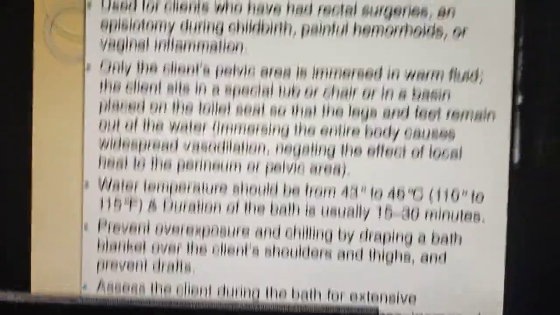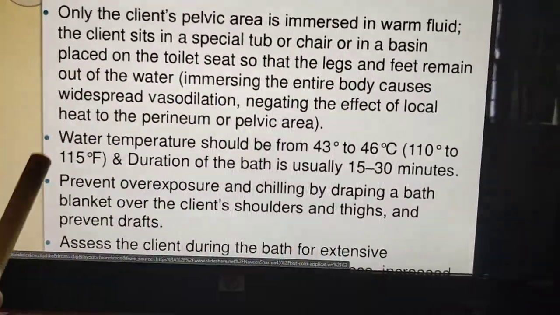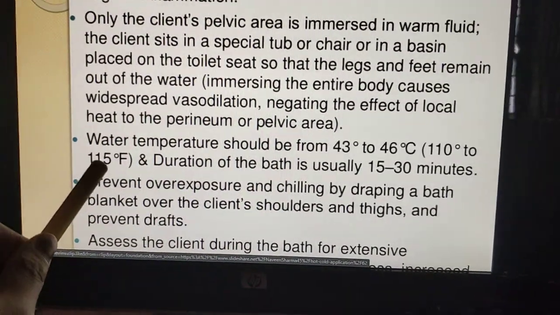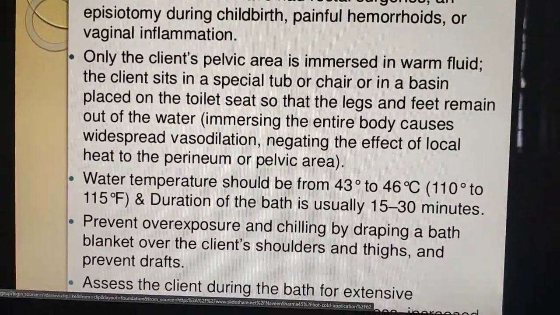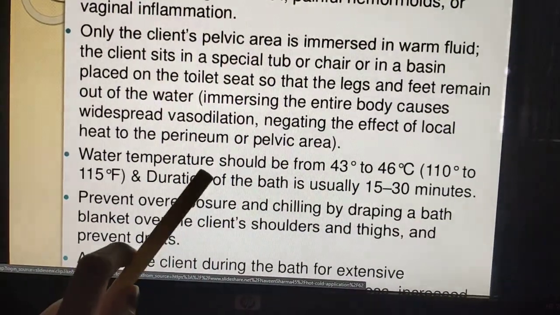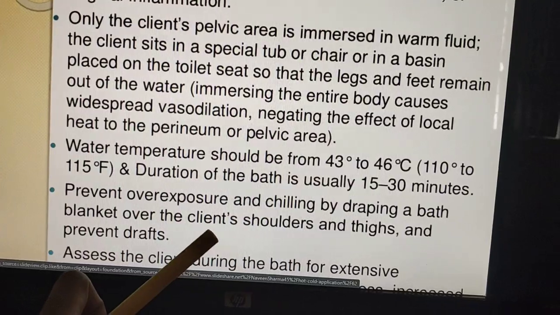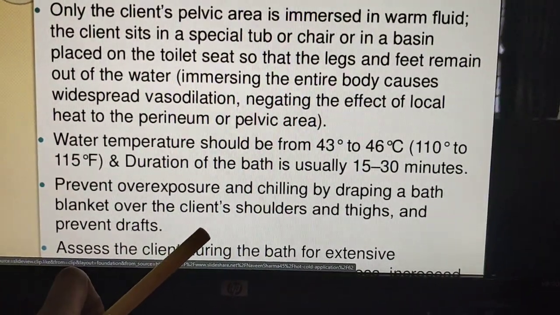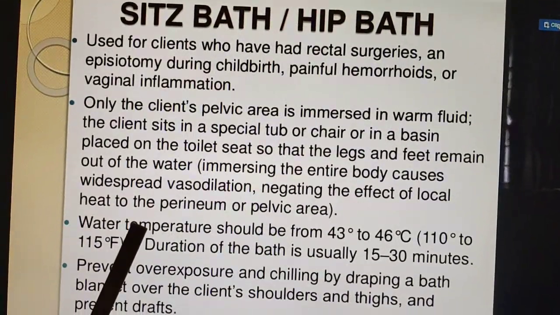Now, what is the temperature we are using? 110 degrees to 115 degrees Fahrenheit. It is very important. In the exam they will ask what temperature we use for the sitz bath. You have to say 110 degrees Fahrenheit to 115 degrees Fahrenheit, for a duration of 15 to 30 minutes. Clear? Then prevent overexposure and chilling by draping a bath blanket over the client's shoulders and thighs and preventing drafts. So this is what we call a sitz bath.